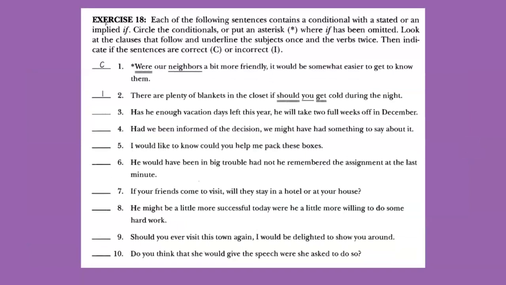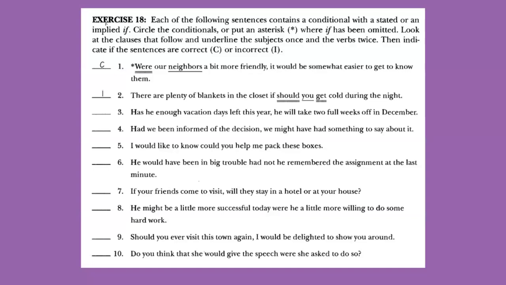Okay, let's do an exercise. It says each of the following sentences contains a conditional with a stated or implied if. Identify the conditional where if has been omitted. Look at the clauses that follow and underline the subjects once and the verbs twice. Then indicate if the sentences are correct or incorrect.